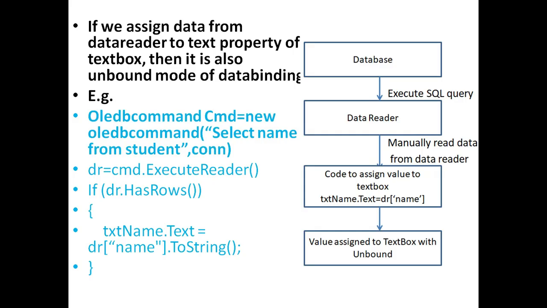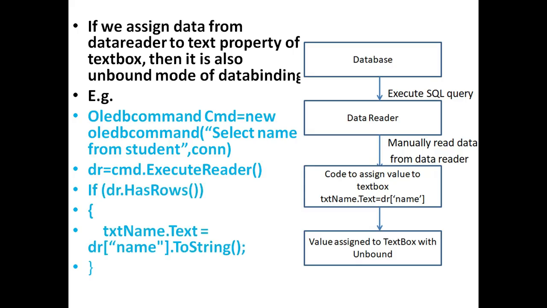For example, here we have written a command select name from student, and if we execute this command to a data reader and if data reader has rows, we will assign the value of data reader name field to the text box name, that is txtname.text. Here we are manually putting the value of the text box text property. The text box and the data are not linked together, so when data is changed from the text box, it will not update automatically to the database. For this, we have to write a code.